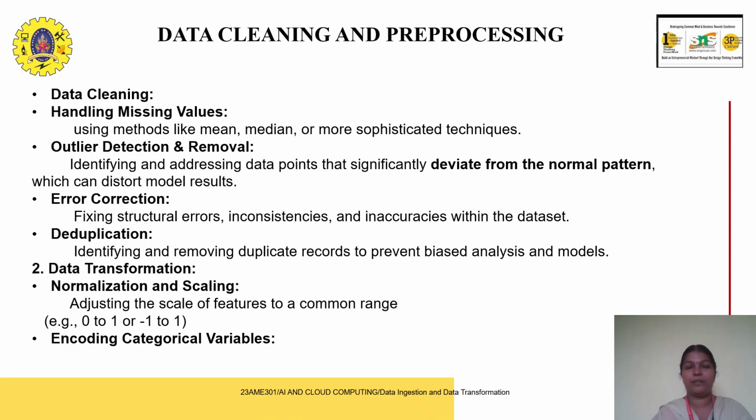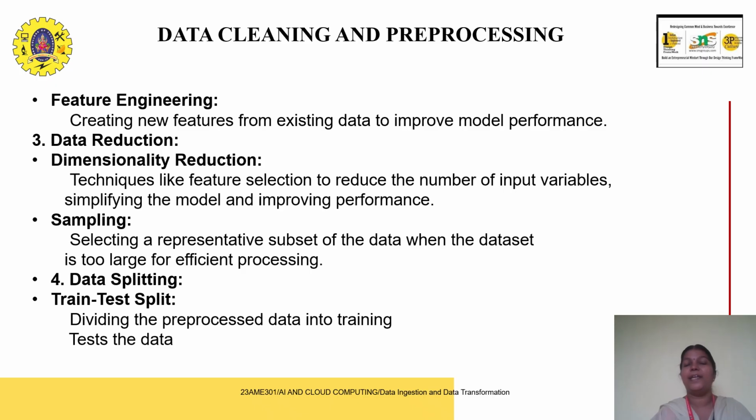Data transformation. It includes normalization and scaling. It adjusts the scale of features, ranging from 0 to 1 or from -1 to 1. It also includes encoding the categorical variables. Feature engineering. It creates the new features from existing data for improving the model performance. Data reduction. The dimensionality reduction of the data can take place. Sampling. Selecting a representative subset of the data will be useful for the efficient processing.